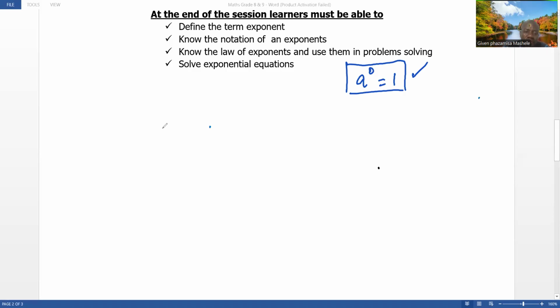For example, if you have x to the exponent of 5 times x to the exponent of 2 times x to the exponent of 1, how do you simplify this? In between, there is multiplication. The law says wherever there's multiplication, you just take one base and add. So it's 5 plus 2 plus 1. This will be x to the exponent of 8.